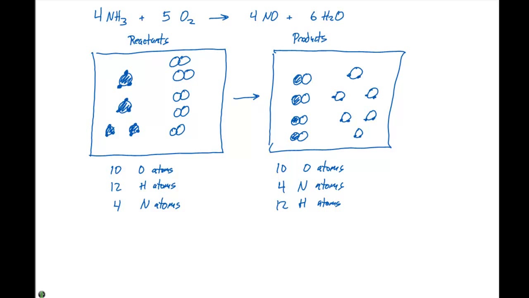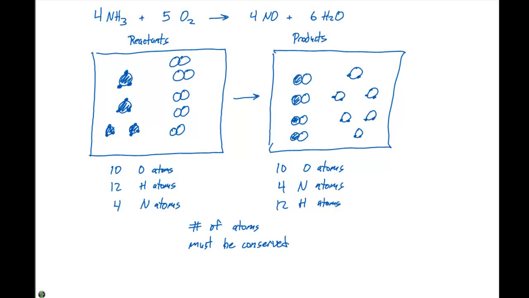So on each side of this reactants and products, we have to say that the number of atoms must be conserved. And this is the exact ratio in which these molecules will react. We have 4 ammonias and 5 oxygens producing 4 NOs and 6 waters.